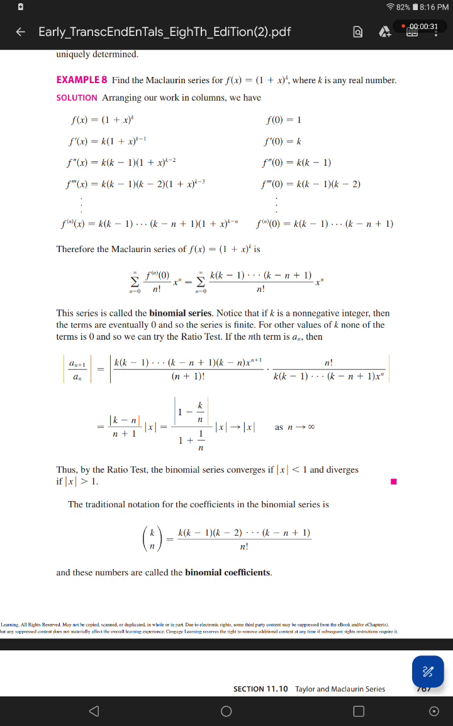The second derivative, f''(x) = k(k - 1)(1 + x)^(k-2). f''(0) = k(k - 1). The third derivative, f'''(x) = k(k - 1)(k - 2)(1 + x)^(k-3). f'''(0) = k(k - 1)(k - 2).